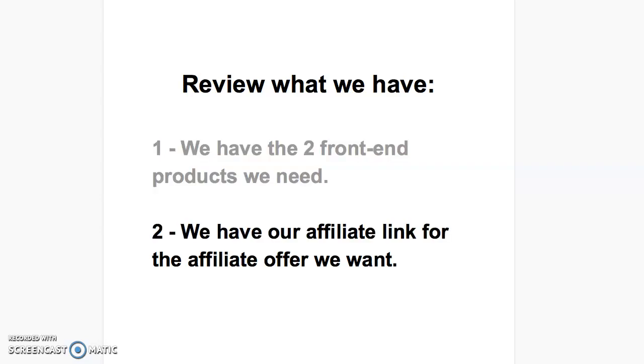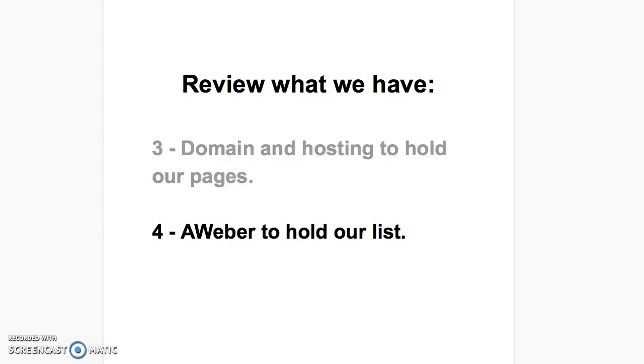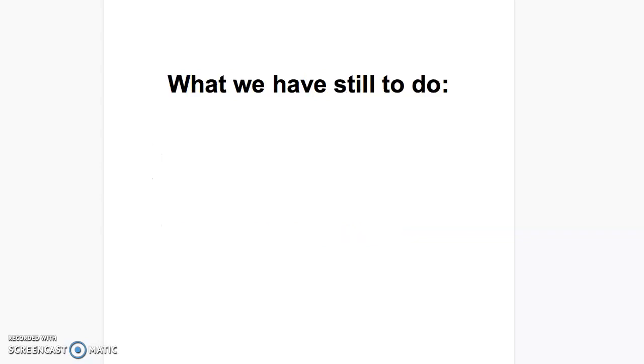Then we have our affiliate link for the affiliate offer we want to promote, which will basically be the third step that the visitors to our page will go through. And then of course we have the domain hosting to hold our pages. Of course we have Aweber or another autoresponder to hold our email list. So all we need to do is to link up the first page with Aweber, and then we need to add the buttons to the second page for PayPal or some other payment processor. So what we'll do now is we'll go through the steps we still have to do.